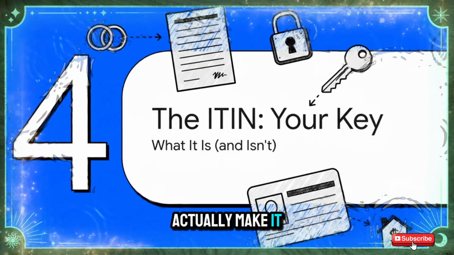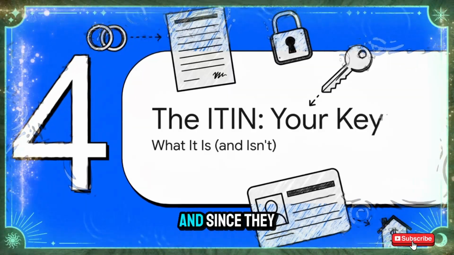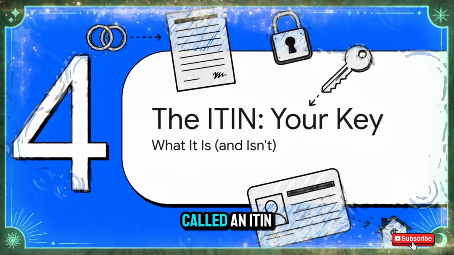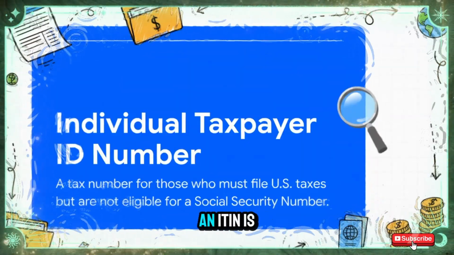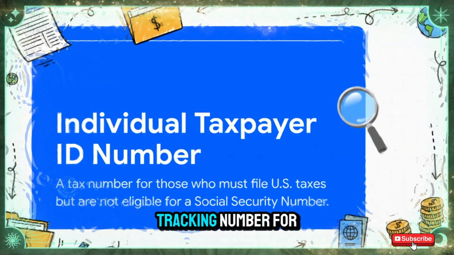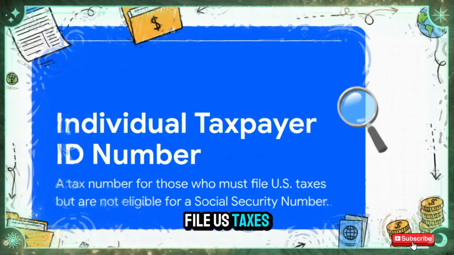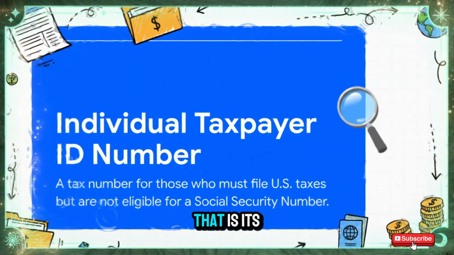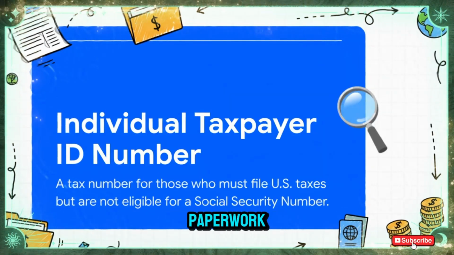How do you actually make it happen? Well, your spouse needs a taxpayer ID number. And since they can't get a social security number, they need something called an ITIN. The best way to think of an ITIN is as a simple tracking number for the IRS. It's for people who need to file US taxes, but aren't eligible to get a social security number. That is its entire purpose. It's just a number to process paperwork.